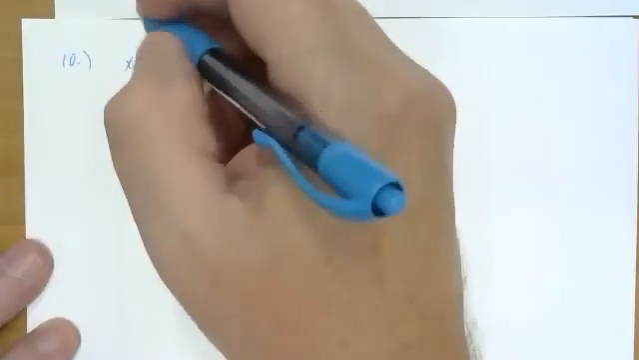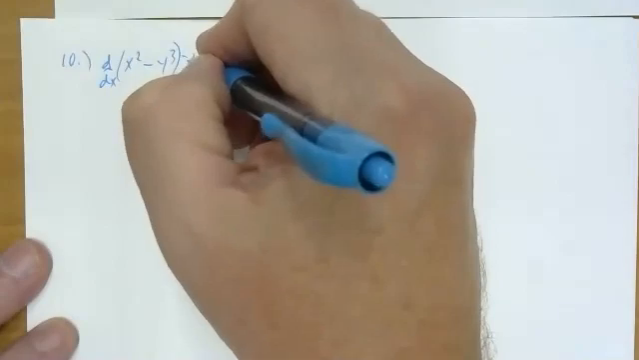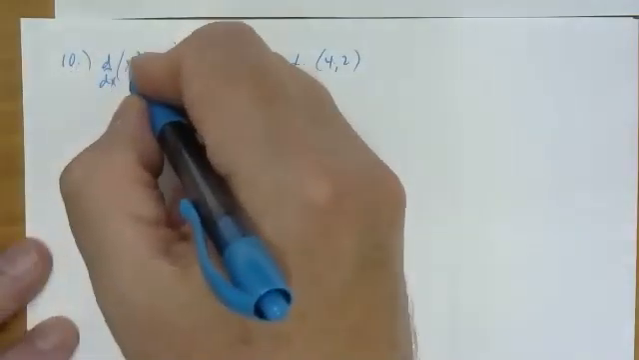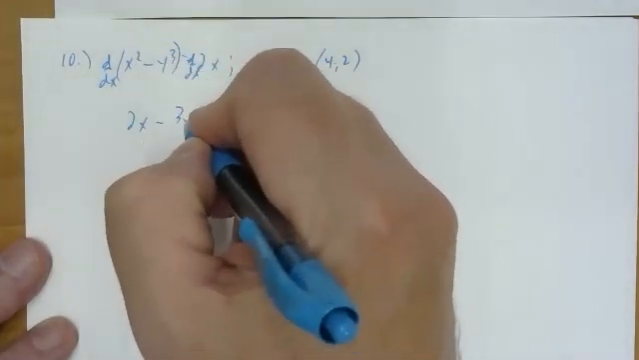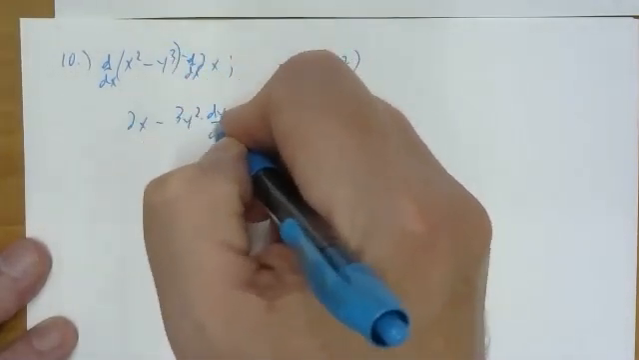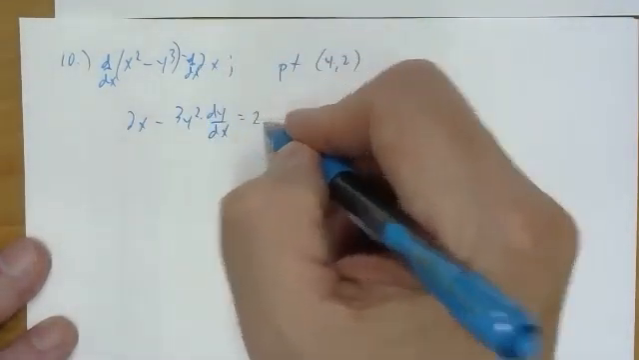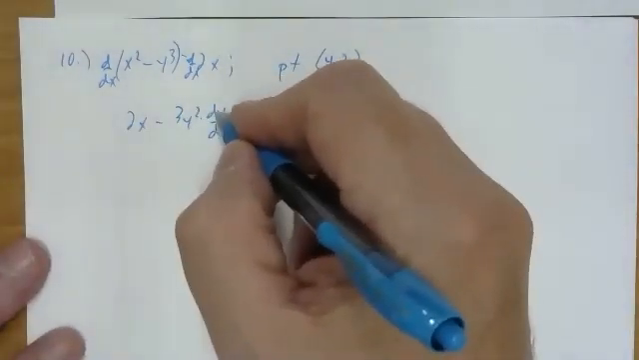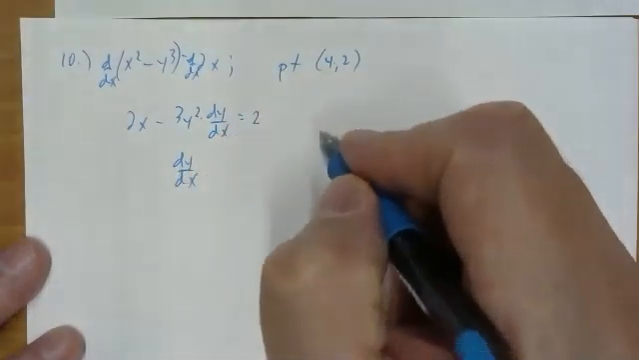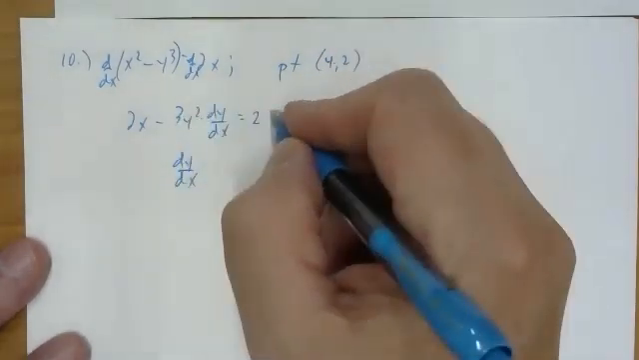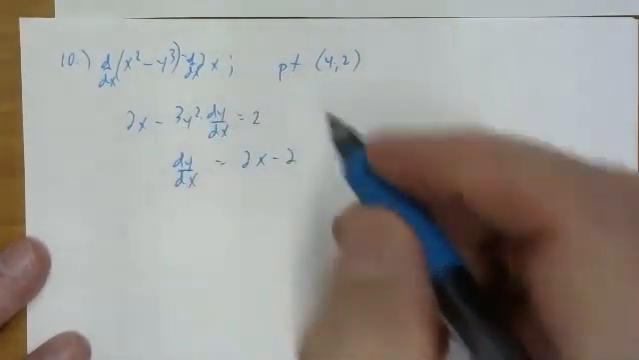So I need to get the derivative of this. I'm going to take the derivative of both sides of this. Derivative of x squared is just 2x, derivative of y cubed is 3y squared dy/dx. Derivative of 2x is just 2. So I need to solve this for dy/dx. If I move things around, move this over here, this over here.